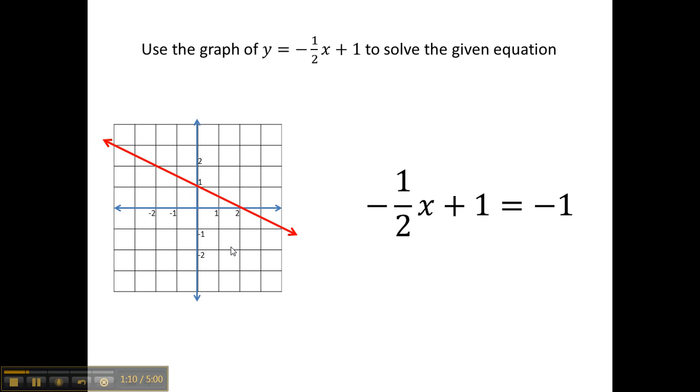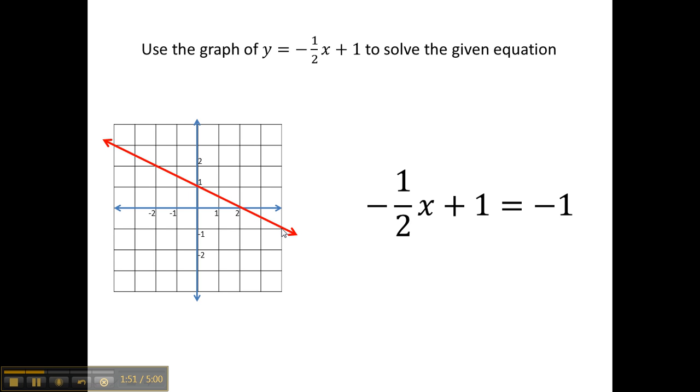So we can look on this graph here and see, where does y equal negative 1? Well, right here at this point is where y equals negative 1. So we want to look and see, what's the x value when y equals negative 1? Because that will tell us what the solution is to this equation right here. It will tell us what x value put in here would give us negative 1.